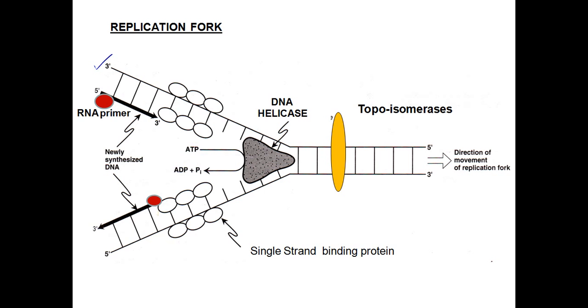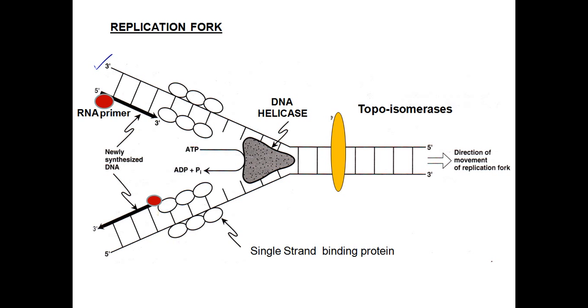Now see here, on this side and this side you can see single strand binding proteins, SSBP. These single strand binding proteins attach with the single strands of the unwound double stranded DNA, so that it prevents the re-annealing of the double strand DNA, because they should not attach again. So to prevent their attachment again, the single strand binding proteins are useful in preventing the re-annealing of the double strand DNA.